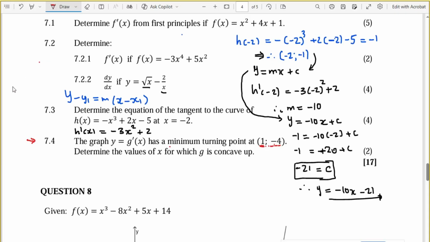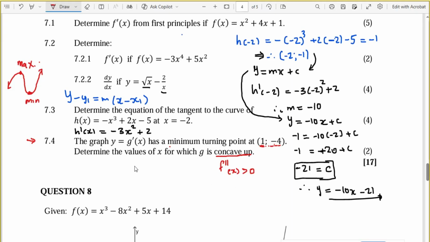I'm not sure how I can show you this. If I have a graph like this and they say it has a minimum, this is my minimum turning point. This is my minimum and this is my max. You understand? Then they say determine the values of x for which g is concave up. If we determine the concave up, we're going to find the second derivative, and then it must be greater than 0. Because it's now concave up.